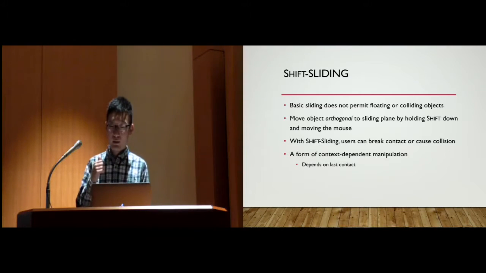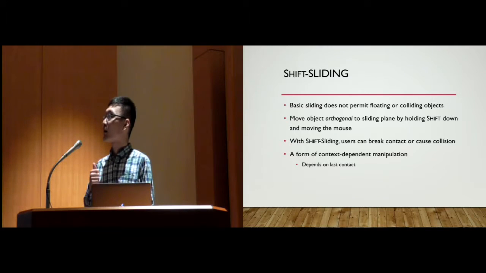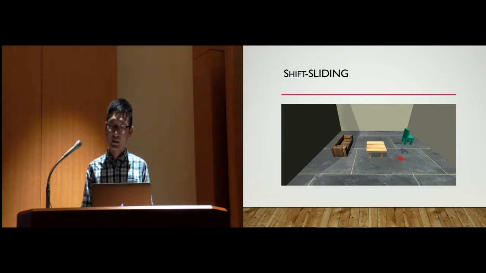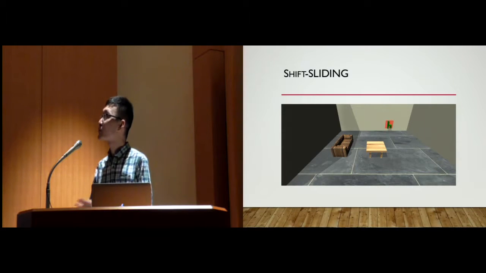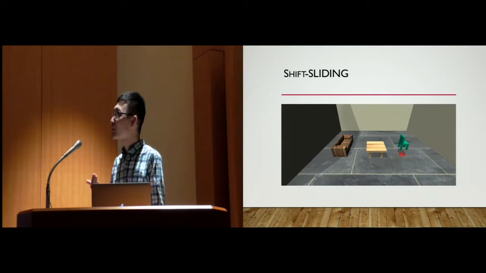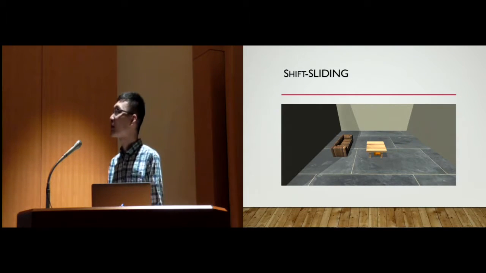Shift sliding is basically a form of context-dependent manipulation depending on the last contact of the object on the sliding plane. This is a video that shows shift sliding. The user can lift the object to float. If it collides with some other surface, we transition back to original sliding. The user can also push the object inside to make collision, but if it becomes completely invisible, we pop the object to the front so the user can see the object again. So here the object will become invisible, and then we pop the object to the front.